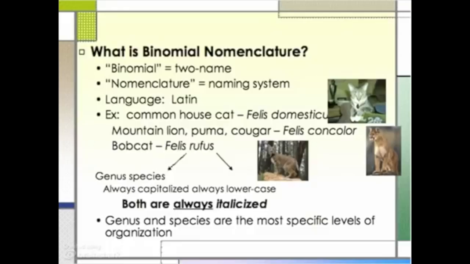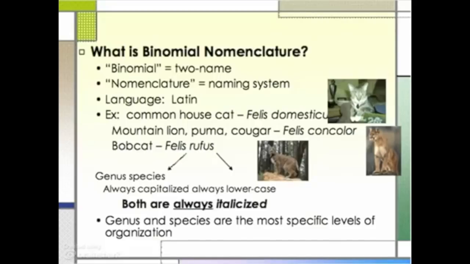For every organism on Earth, there is a genus and a species name, which is the two-name naming system, also called their scientific name. I have some examples for you. For example, the common house cat's scientific name is Felis domesticus. Felis stands for cat. Domesticus stands for domestic, or of the home, so it's a house cat.